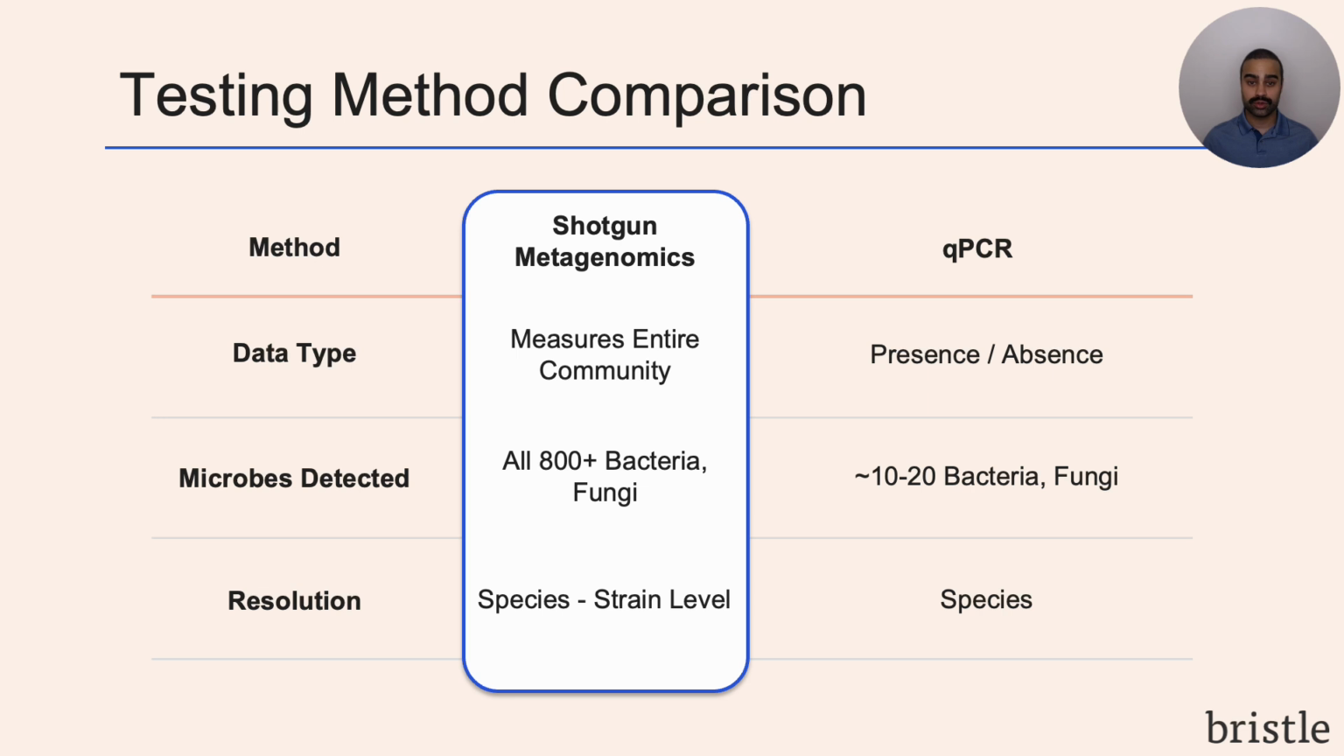So how do we actually do this? We use a technology called shotgun metagenomic sequencing. Unlike qPCR tests, which usually look at just a handful of species, this method allows us to capture everything present in the sample, all the way down to the strain level. It's much more comprehensive and it gives you a clearer view of the whole microbial community.